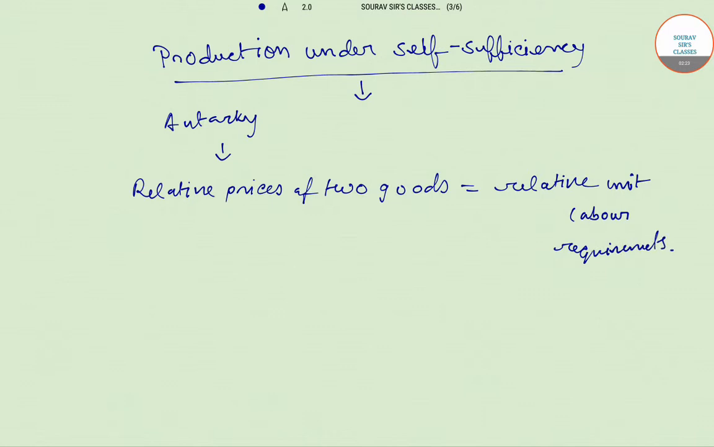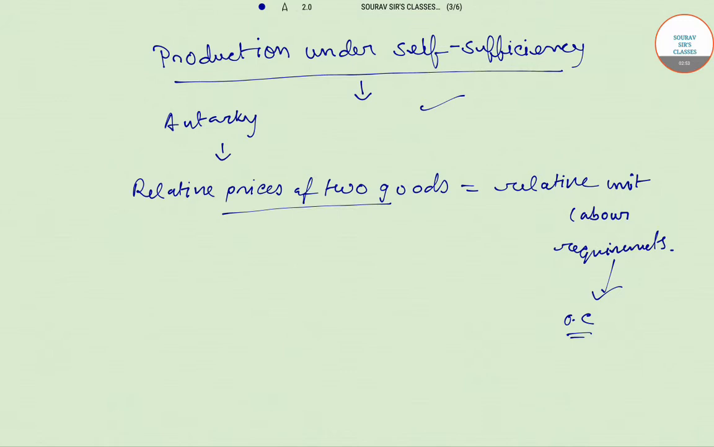So in an autarkic situation where there is self-sufficiency, the relative price of cloth or any other commodity equals its opportunity cost. Since the opportunity cost is the ratio of labor requirements, labor requirement is nothing but opportunity cost. So when opportunity cost equals the relative prices of the two goods, we say that the country has self-sufficiency.